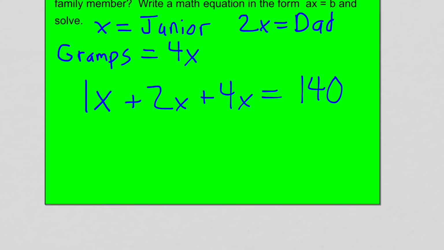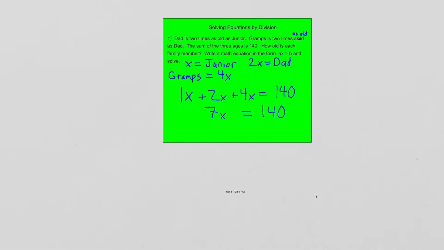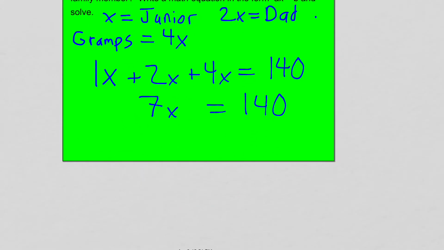So I have 1x, I have 2x, I have 4x. I have a total of 7 x's equals 140. This is a multiplication math equation. And it's in this form, ax equals b, right? This is like 7x equals 140. So it's a math equation in that form.